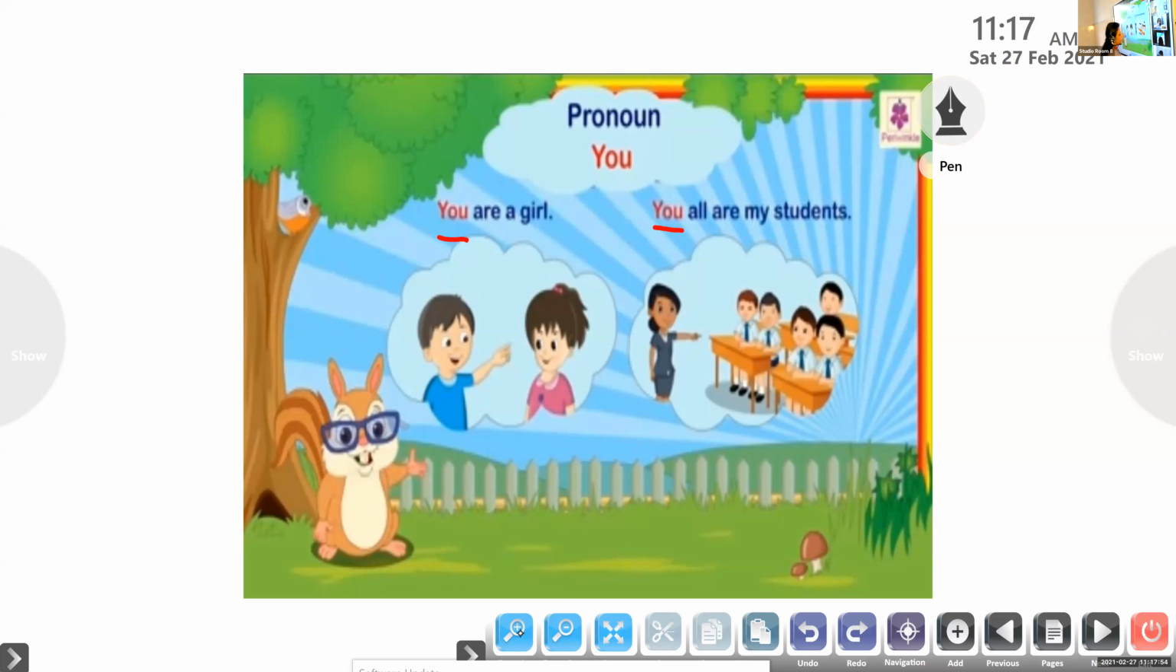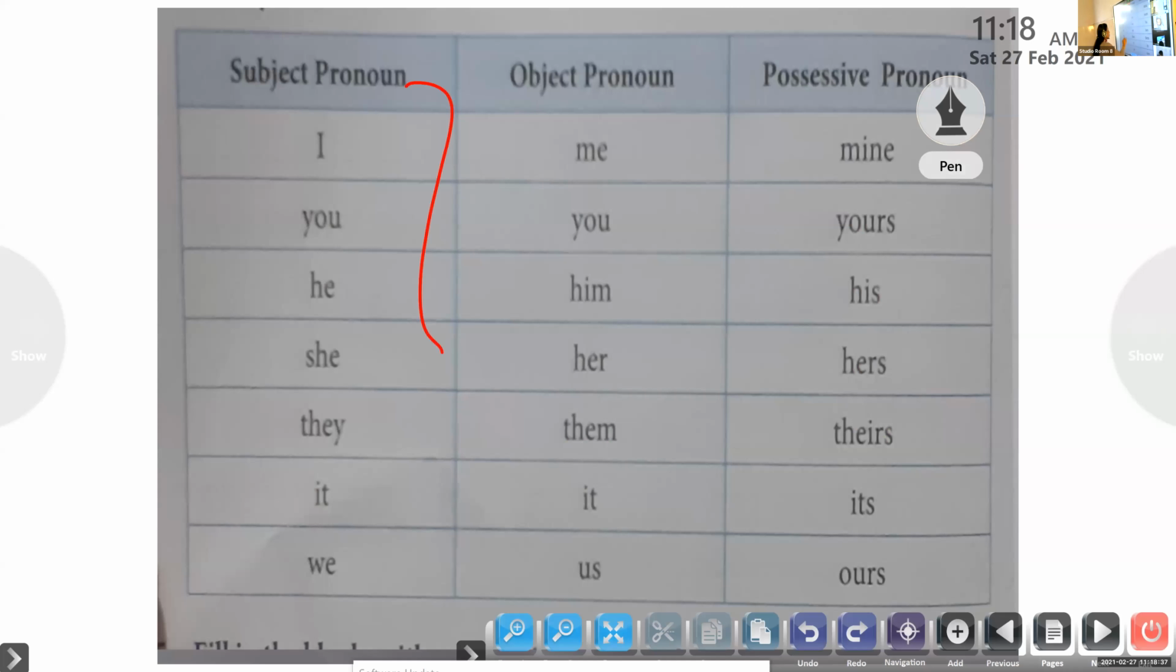These 7 pronouns are also known as the subject pronouns. I, it, he, she, we, you, they. All these 7 pronouns are known as subject pronouns because the subjects have to be replaced by these subject pronouns.